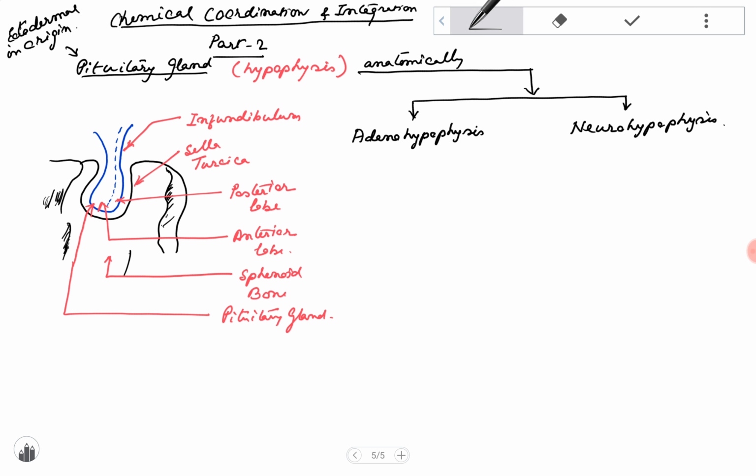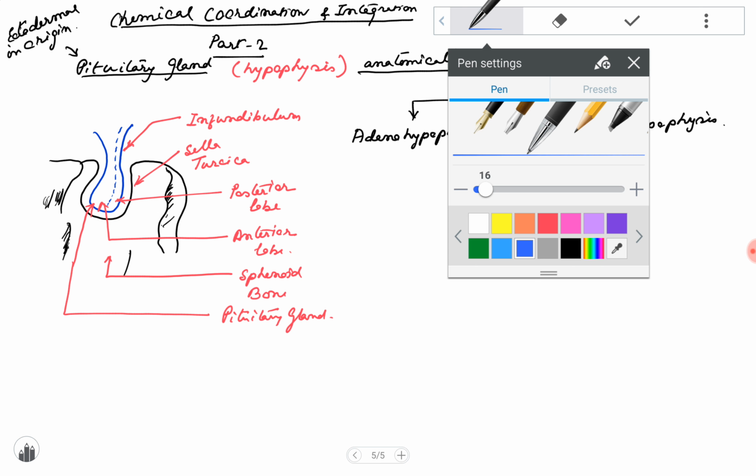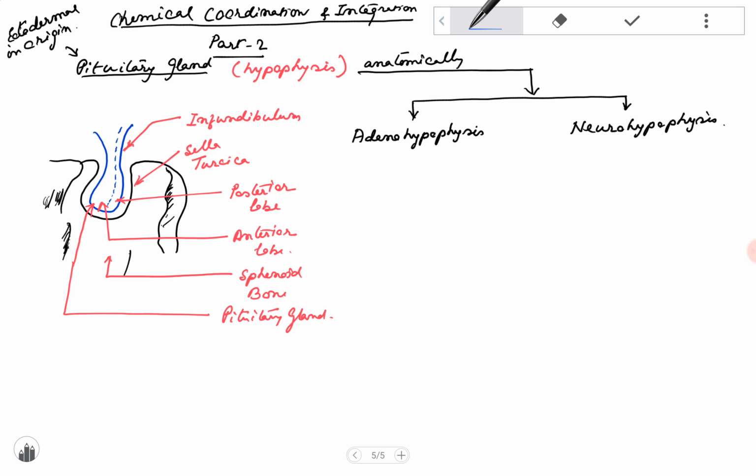Now regarding its color and features, it is small, and its color is red gray, and its shape is pear-shaped.